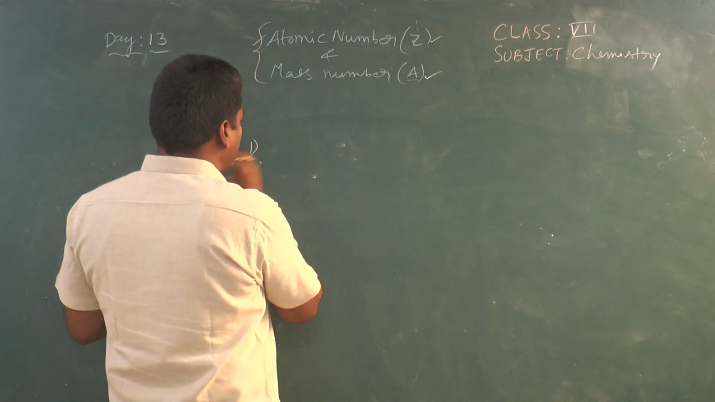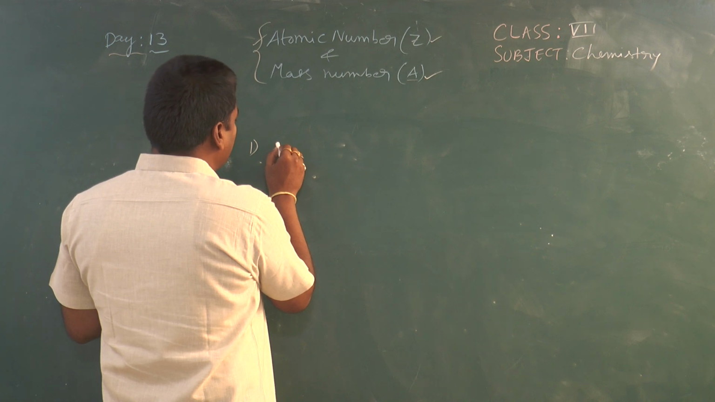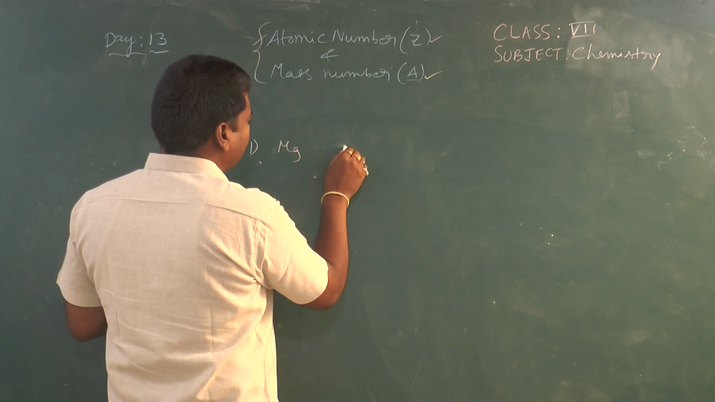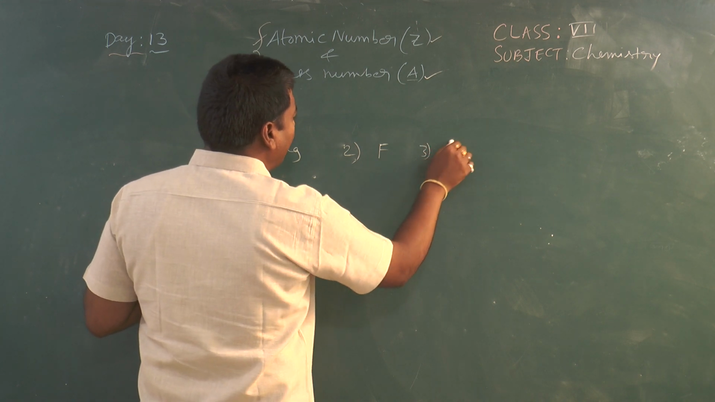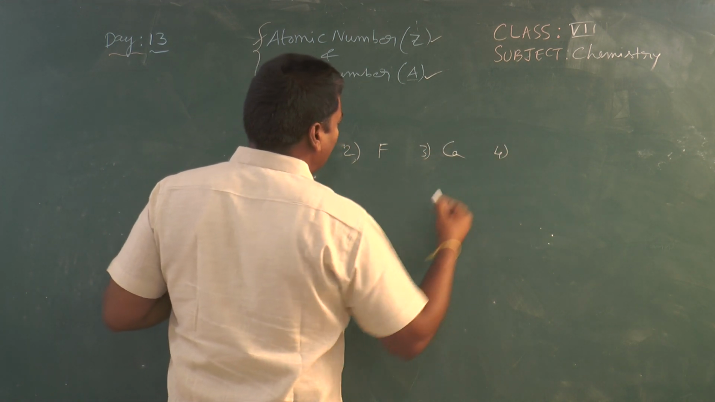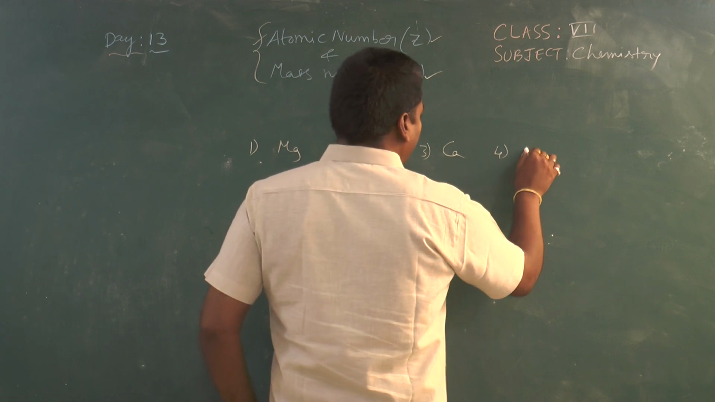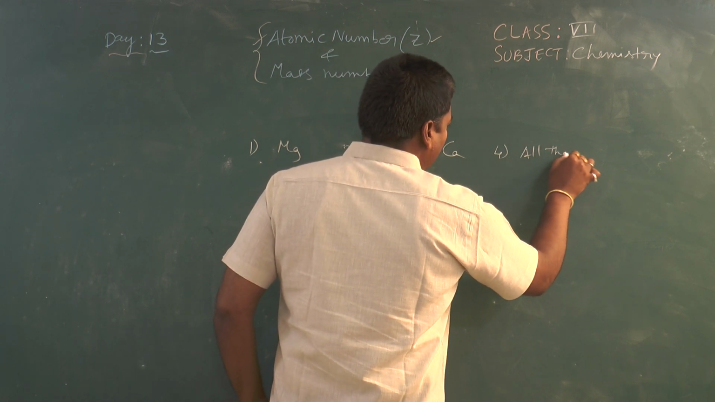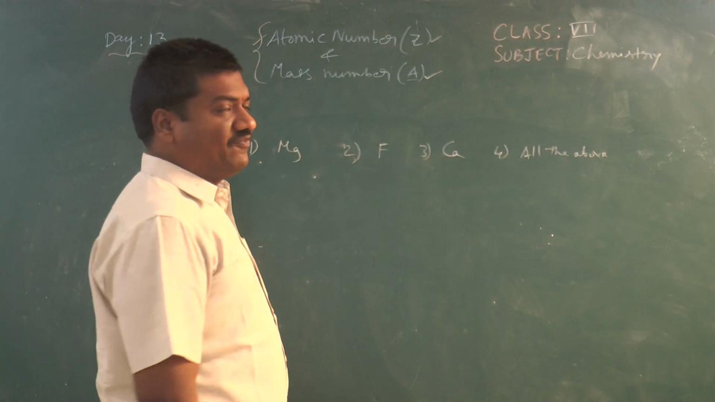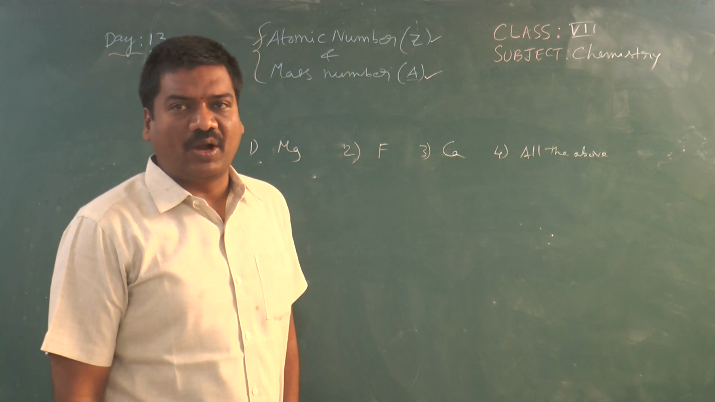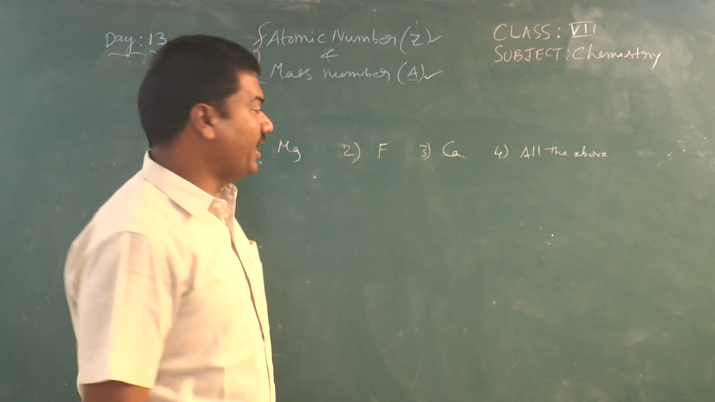Now the given options are: magnesium, second option fluorine, third option calcium, fourth option all the above. Suppose. Now, the number of electrons should be equal to the number of protons, which should be equal to the number of neutrons.